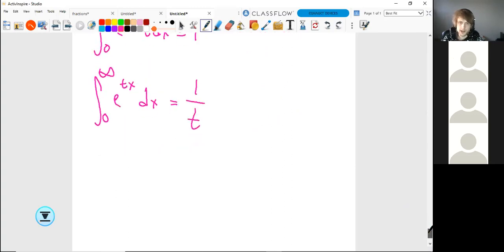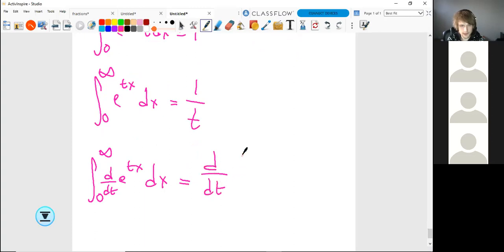Now let's use Leibniz's idea to differentiate under the integral. So if I take the derivative of this thing, it's going to be equal to the derivative of this thing.